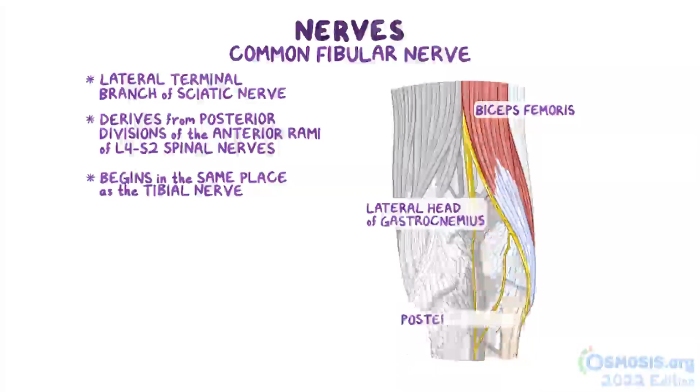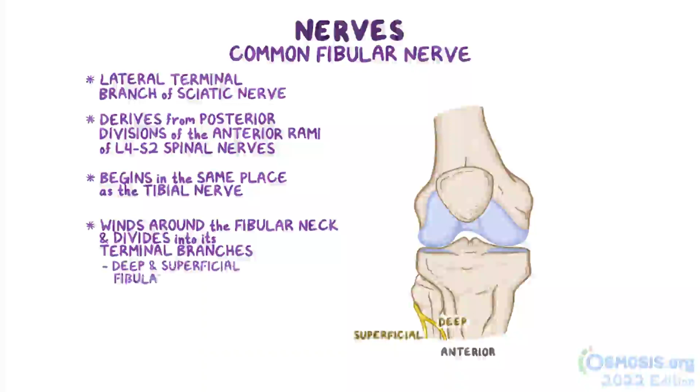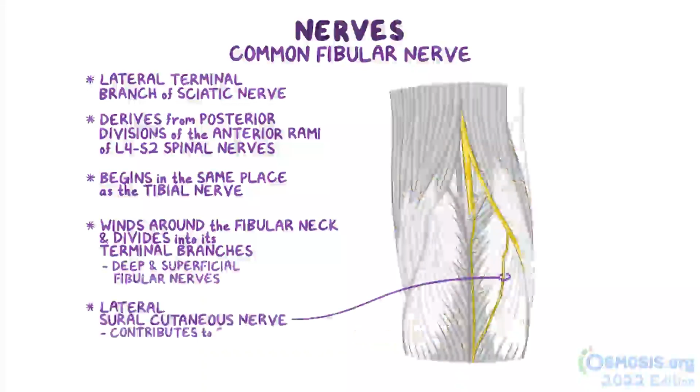It reaches the posterior aspect of the head of the fibula, where it winds around the fibular neck and divides into its terminal branches, the deep and superficial fibular nerves. It also gives off a branch called the lateral sural cutaneous nerve, which contributes to forming the sural nerve.